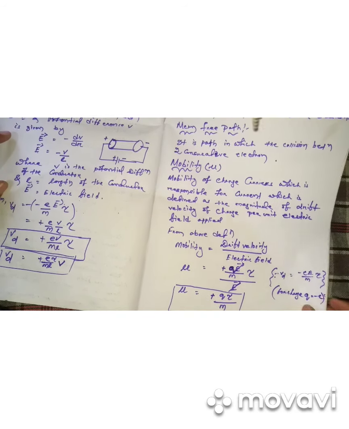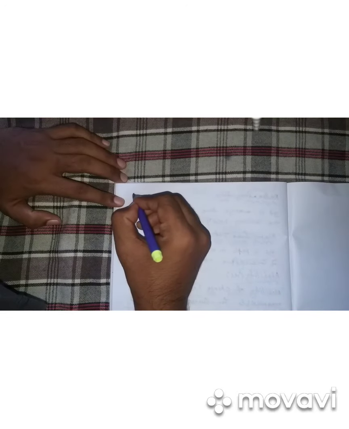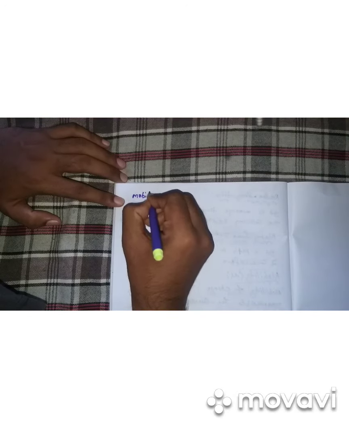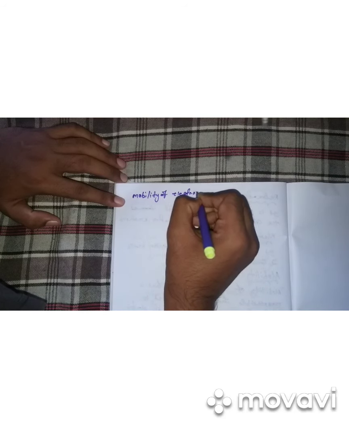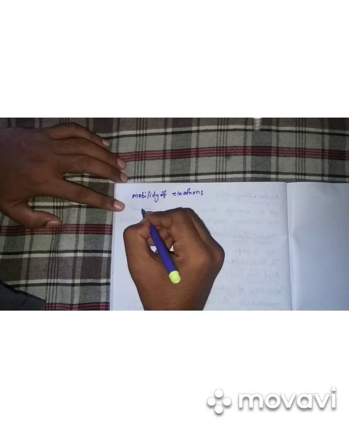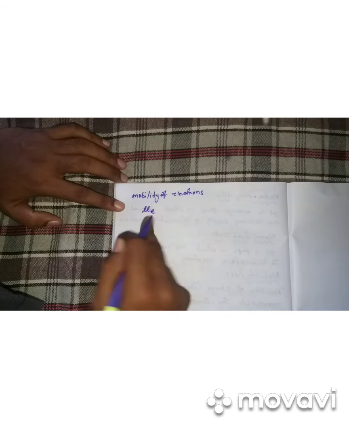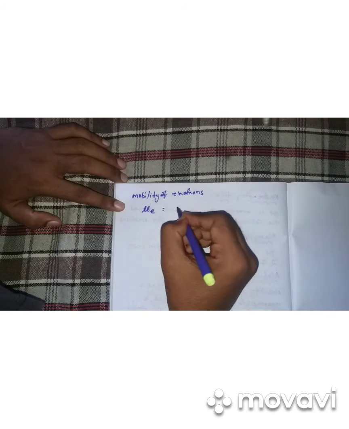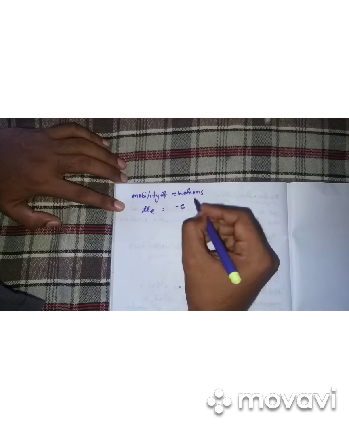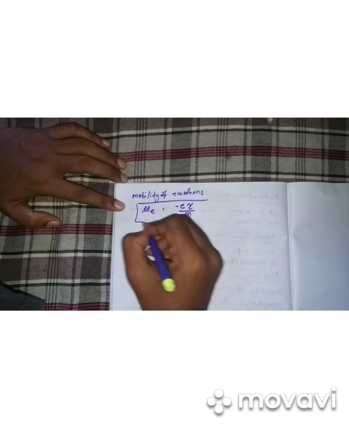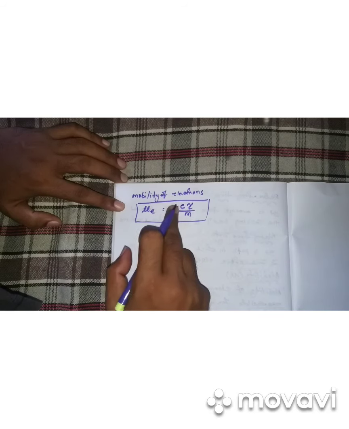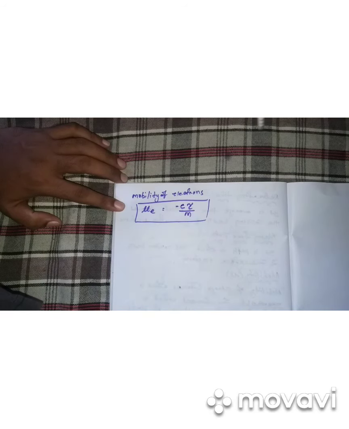Now if you represent mobility of electrons, that means what? Mu e, that is mobility of electron, equal to q, represented as minus e, into tau divided by m. So that is called mobility of electron equal to minus e tau by m.